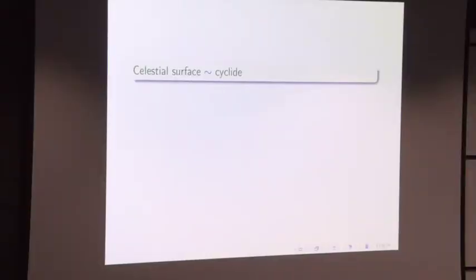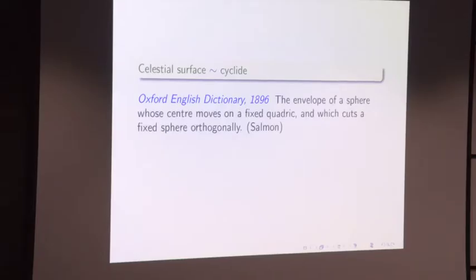And so the first question you might have about the talk: what is a celestial surface? Well, as a first approximation, you can think about it as a cyclid. Now, some of you might not know what a cyclid is, but luckily here you can consult the local authority, which is the Oxford English Dictionary. And in the 1896 edition, when you look up cyclid, it says it's the envelope of a sphere whose center moves on a fixed quadratic and which cuts a fixed sphere orthogonally.